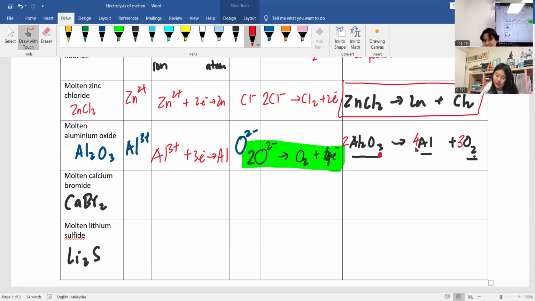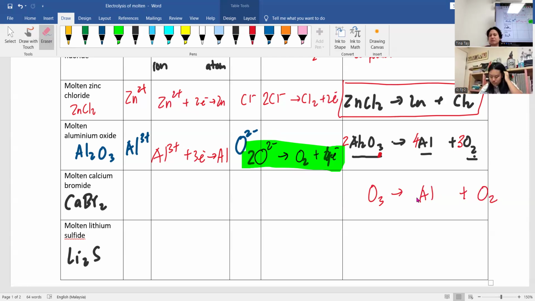You can't just put it like that. You're supposed to balance the equation. That's why I said you must write down first, then only balance. Because you see, you started out with Al2O3. It must become Al and it must become O2. After that, only you balance the equation. Okay? All right. Can you try the last two?